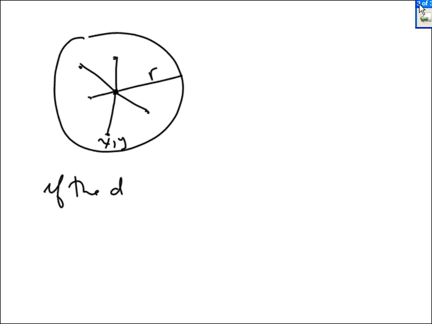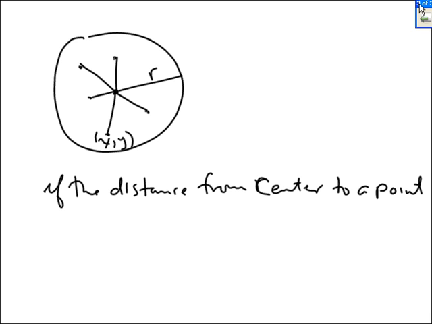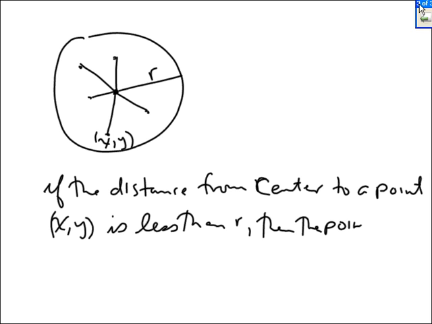So let's call a point xy. If the distance from the center to a point xy is less than r, then the point xy is an interior point.